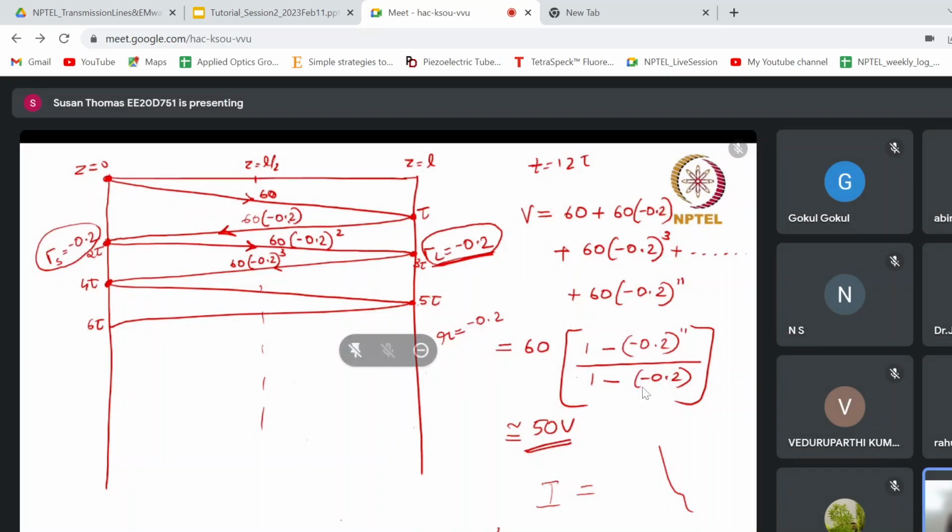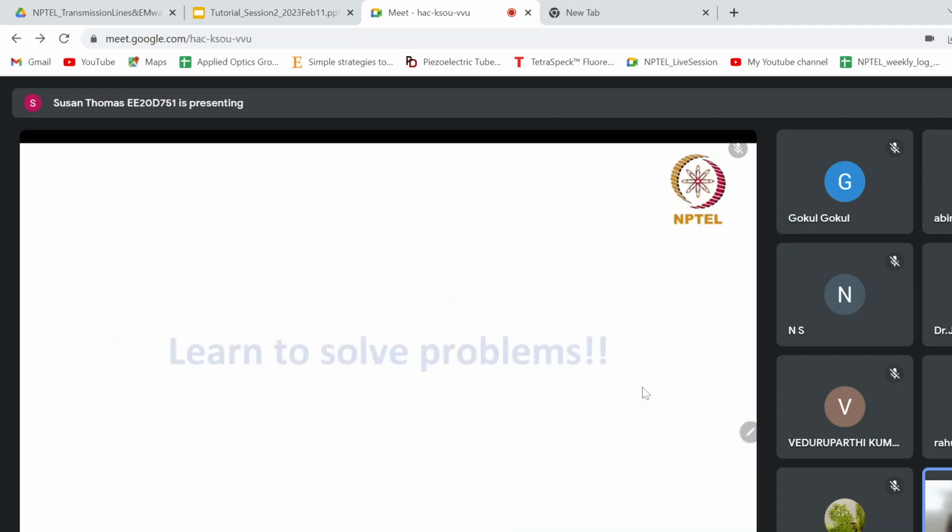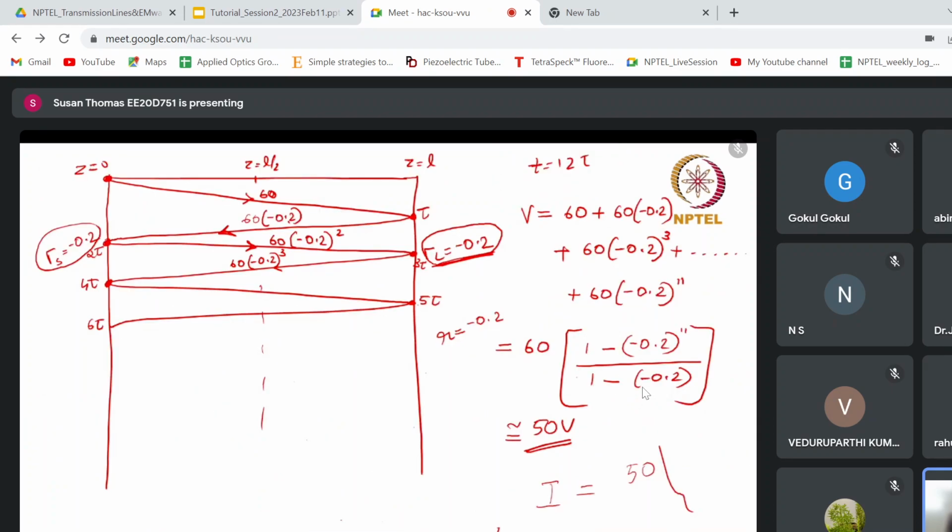Please give me an answer for the current. Voltage across is 50. And what is the load resistance value? That is, I think, 40. So what will be the current? Quickly, please. Current flowing through the load. We know the voltage across the load. We know the resistance. Just a division. 1.25 ampere, ma'am. Yeah. 1.25. So this is our current. Okay. So let's move to the next question.